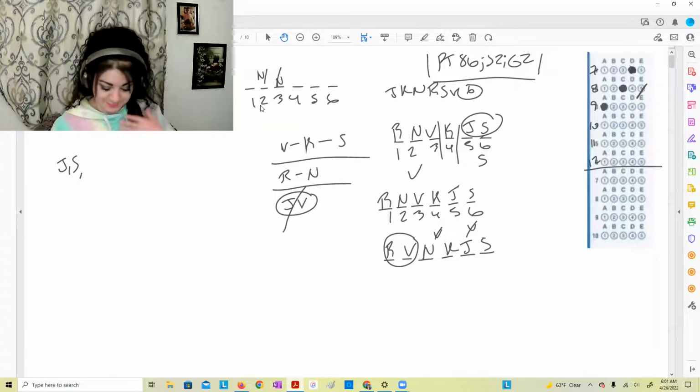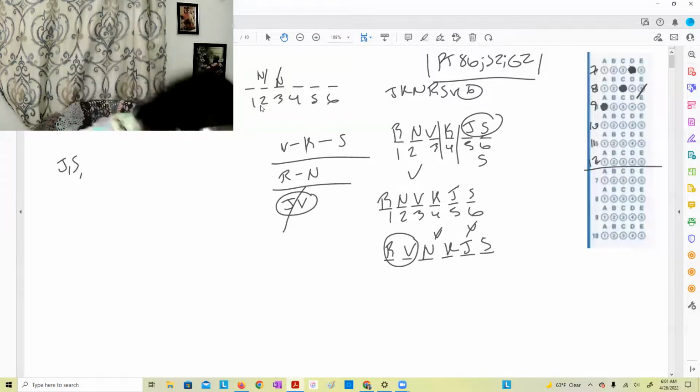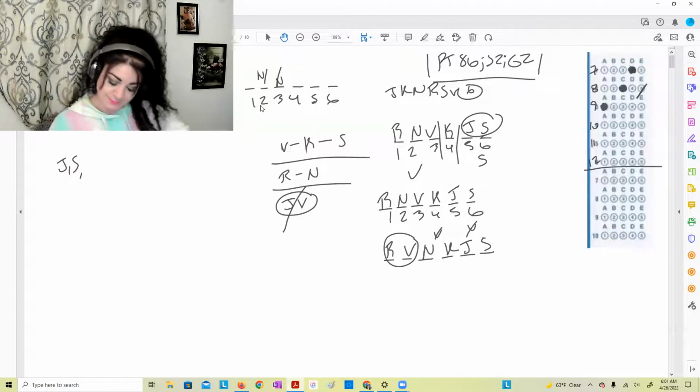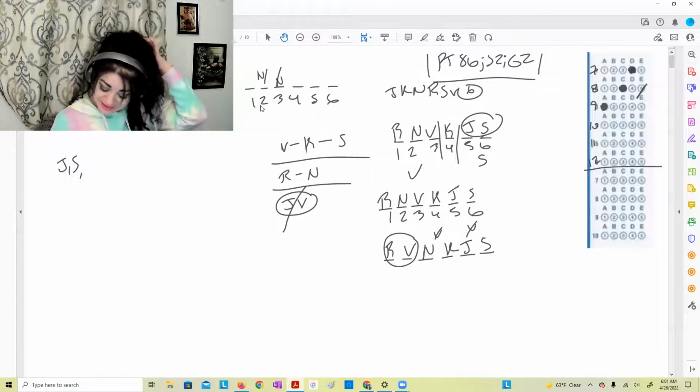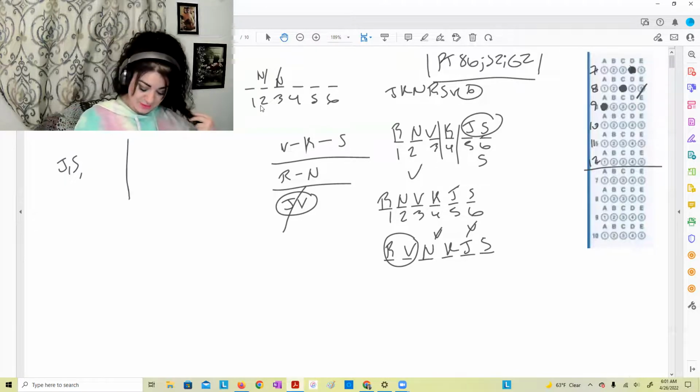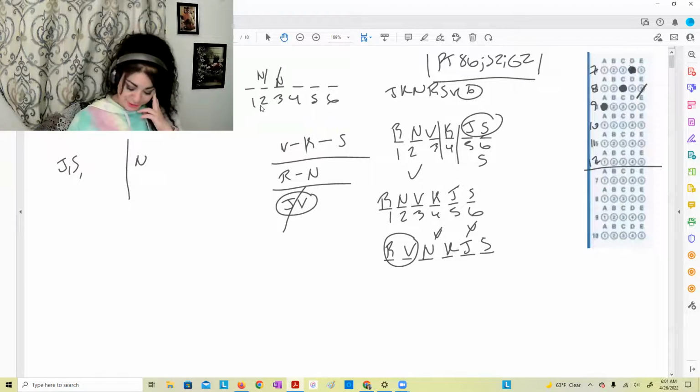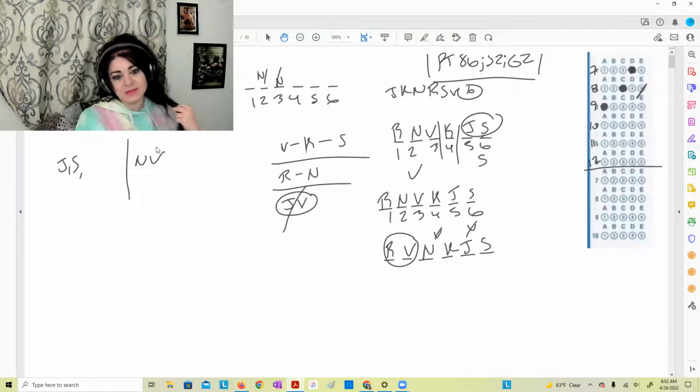What else? What else could possibly be 5th? Well, I know that N can't. I'm going to make a note of whether it can be or can't be. There's no way that N could. There's also no way, because N has to be in 2 or 3, that V could be 5th, because V needs to have 2 variables behind it. So V is a no. And what does that leave me with? K and R.